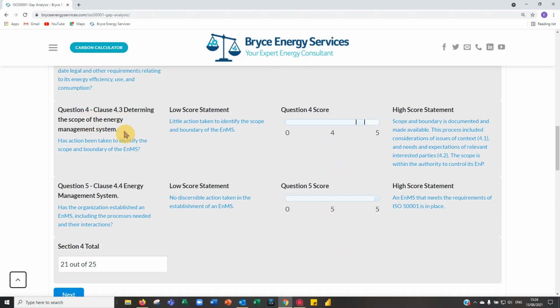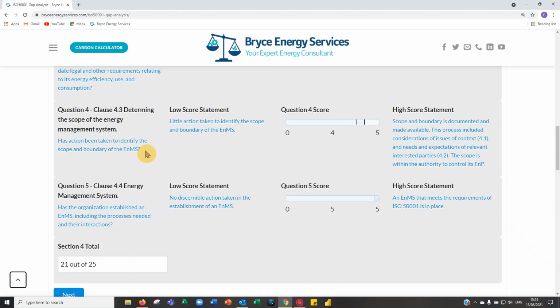Question 4, determining the scope of the energy management system. Has action been taken to identify the scope and boundary of the energy management system? So a low score, little action taken to identify the scope and boundary. High score, scope and boundary is documented and made available. This process included considerations of issues of context and the needs and expectations of relevant interested parties. The scope is within the authority to control its energy performance. So quite a big statement here.